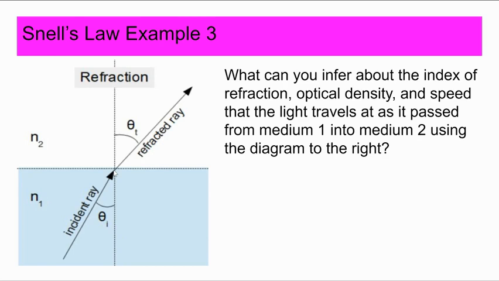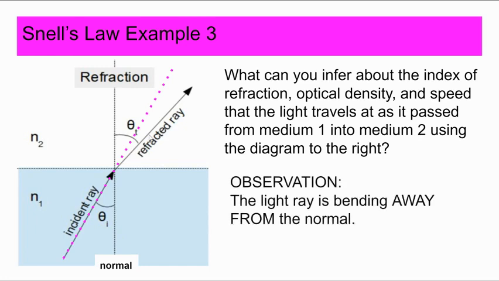And if we look at this diagram carefully, we should identify that this is our normal. The perpendicular line that runs between the boundary of the two mediums is our normal. And so our light ray is bending away from the normal. Here is its path if it continued in a straight line. And so we can see that it is being refracted away from the normal. If the light ray is being bent away from the normal, we should be able to use Snell's law and our pattern of light's behavior to identify its index of refraction, density, and speed in that second medium.